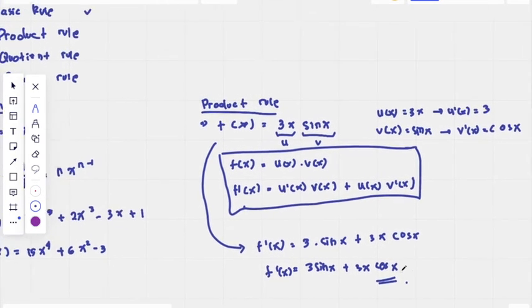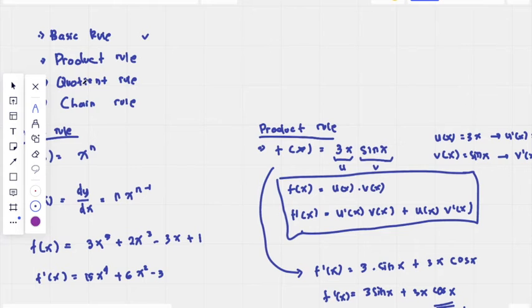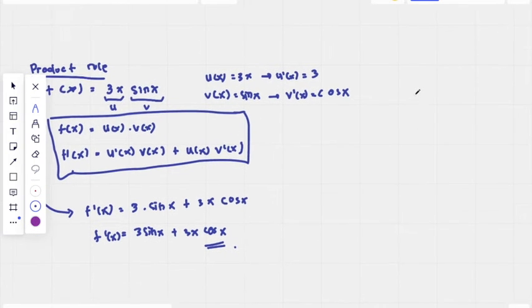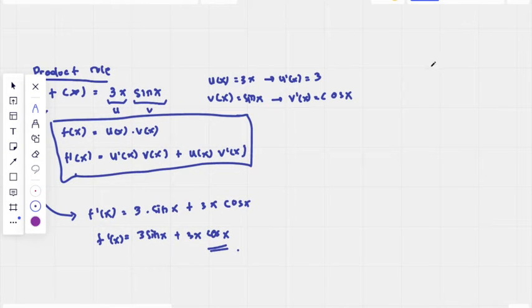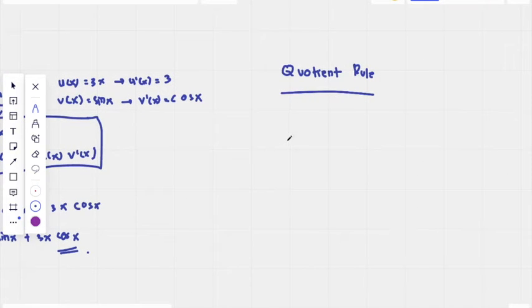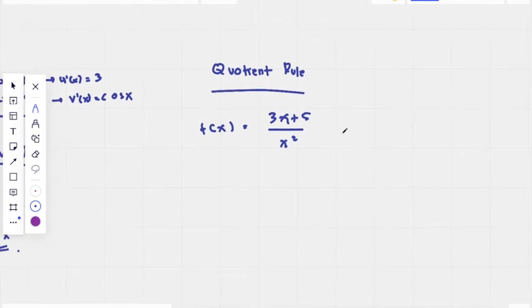And then next, we have the basic rule, the product rule, and then the quotient rule. Okay, so for the quotient rule, if you have a function in the form of a fraction or rational function, for example, if I have a function like 3x plus 5 over x squared, then we need to use the quotient rule to find the derivative of this function. So what is the formula?